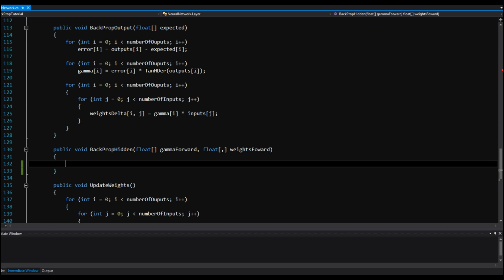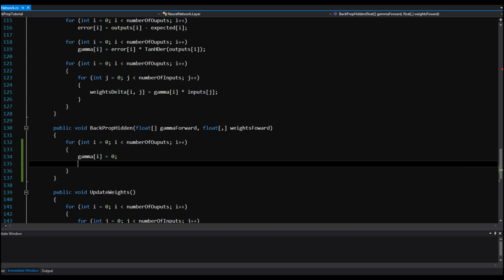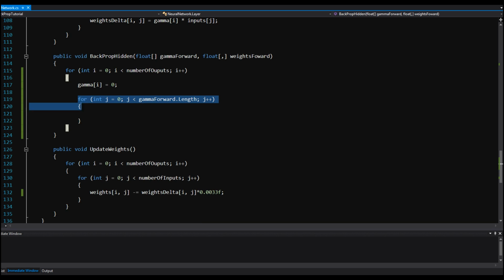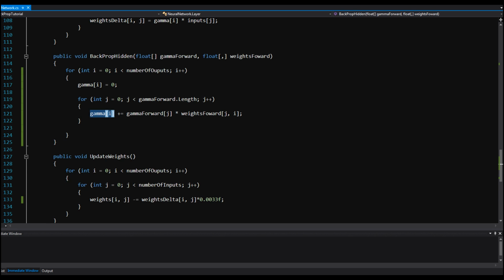First thing that we need to do is iterate over all the gamma values in this current hidden layer, and we probably should just zero out the gamma value. And now we need to iterate over every single gamma value in the forward layer. So the gamma value in the forward layer, j, multiplied by the weights in the forward layer, j, I. We need to also take the derivative of the output of this current layer, so that would be gamma at I times equal tan derivative output.